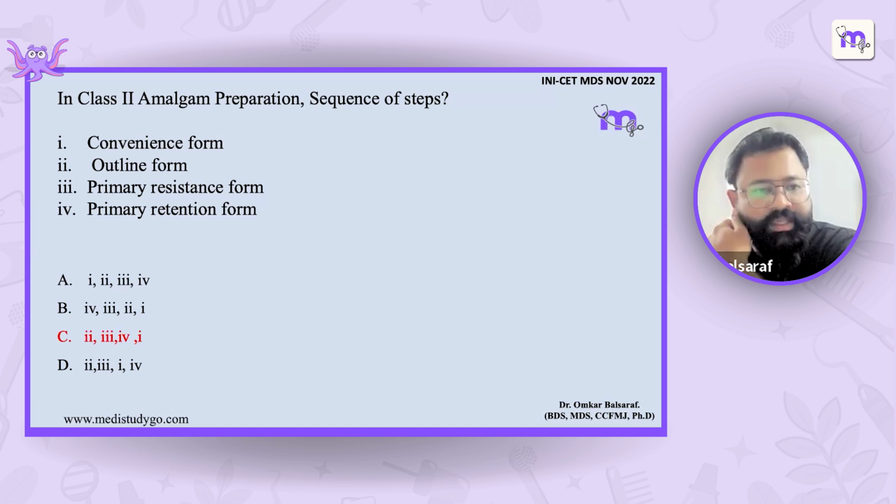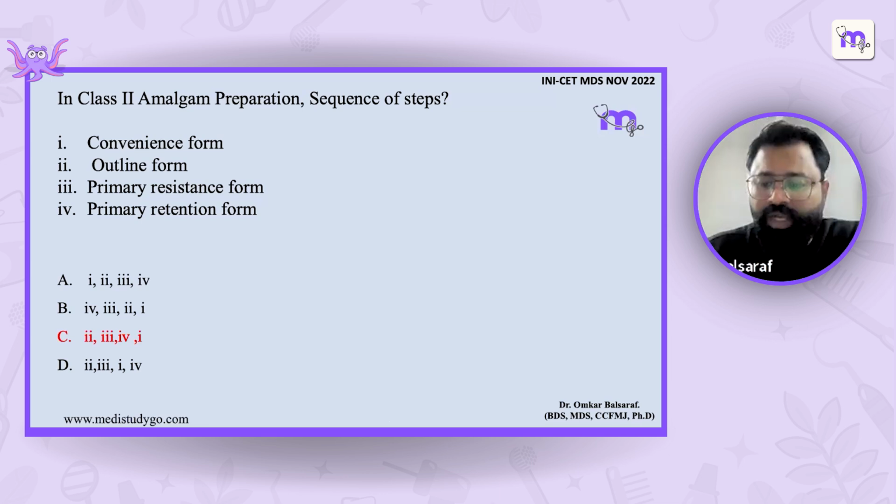So it is option C. You have outline form. Yeah, definitely outline form is the one that is visualized by the operator first by seeing the tooth. Okay, then you have primary resistance form. Then you have primary retention form, and then you have convenience form. Convenience form is nothing but the form that is used to check whether the cavity is visible or whether the cavity is accessible properly by the clinician. Okay, so if you just see the sequence, it should be 2, 3, 4, and 1.